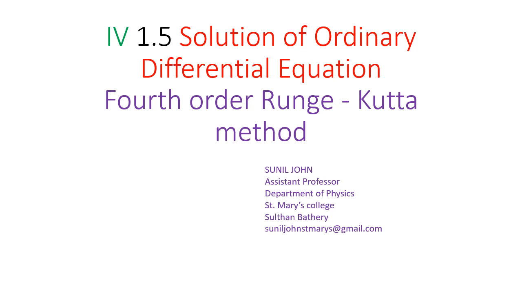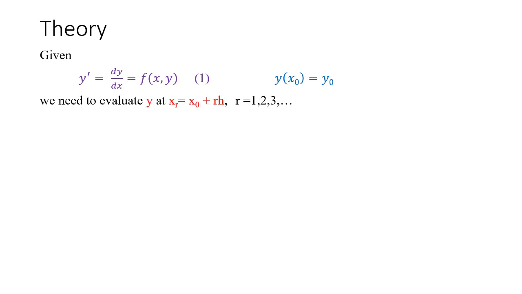Welcome all. In this video, we shall be discussing the solution of ordinary differential equations using the fourth order RK method. In the last video, we discussed the second order RK method. So the theory is the same. You are given y dash as f of x, y, and you are given the initial condition at x equal to x0, y equal to y0. As before, we have to find y for some unknown values of x.